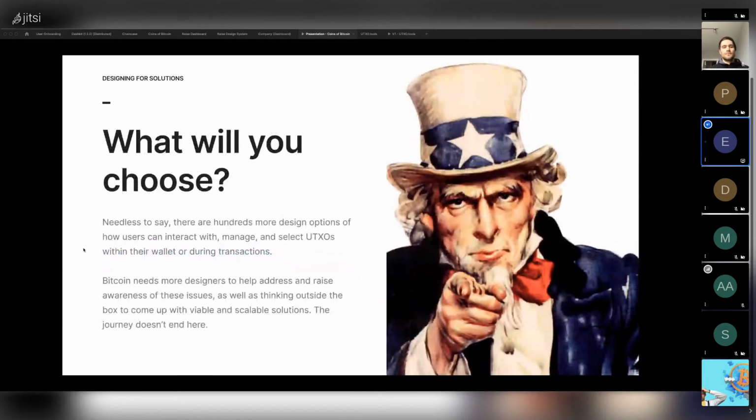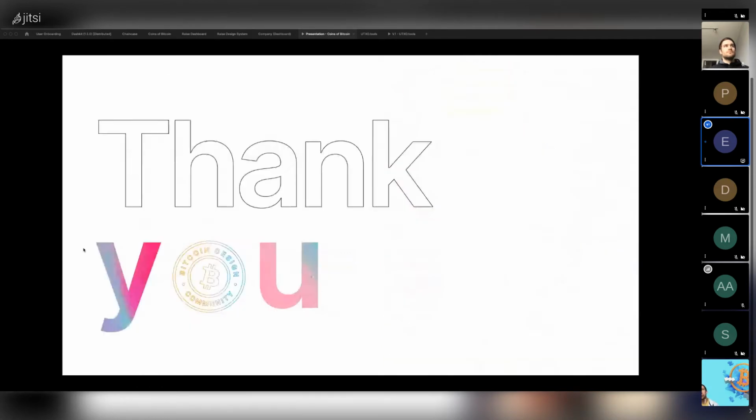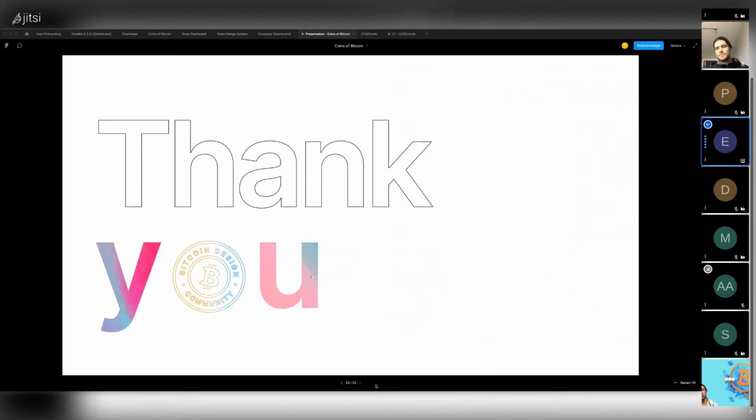And then, basically trying to rope in as many designers as possible and getting people thinking about these problems and these solutions, and then going away and actually helping solve them. So that is the presentation that I've put together. Do I still have a little bit more time? I can introduce a tool that I've been working on.